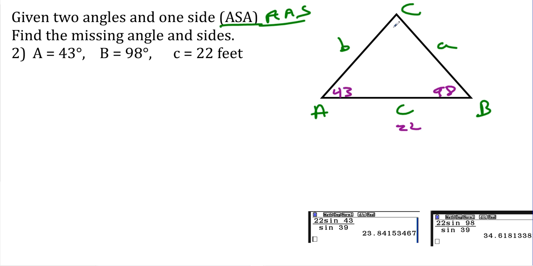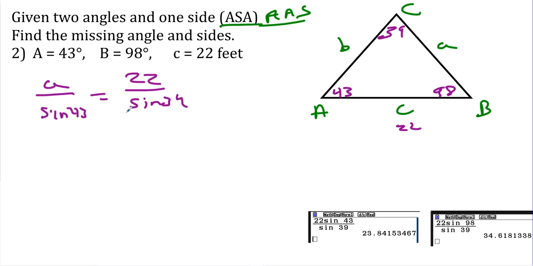So if I want to find A, I could just do A over sine 43 is equal to, well, I'm going to need 22 over sine of 39, won't I? Because I subtract, the other angle is 39 degrees. Now I think that's exactly what I'm going to do. I'm going to find A first. I could have found B first. Sine of 43 is equal to 22 over sine of 39.